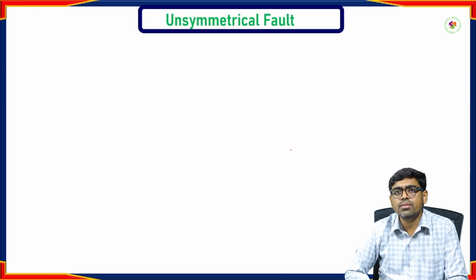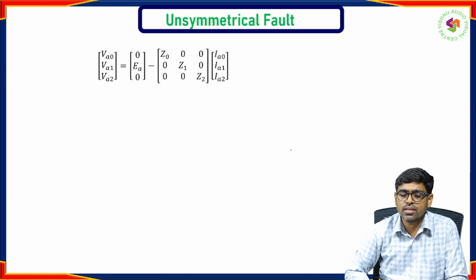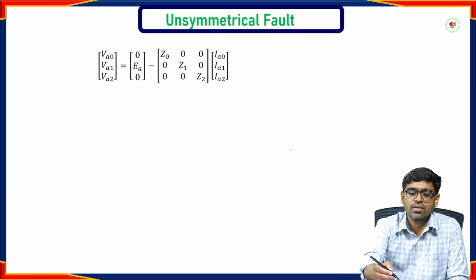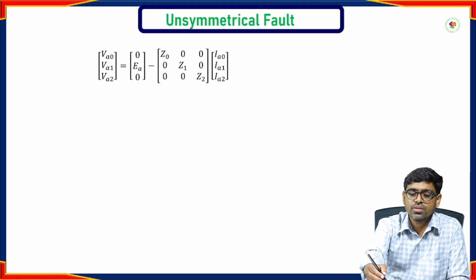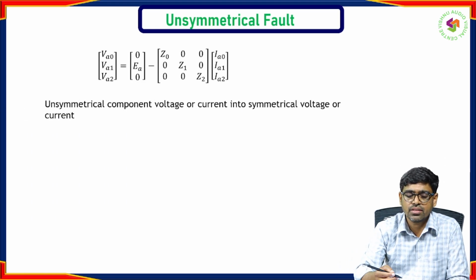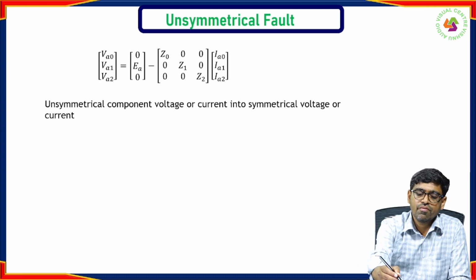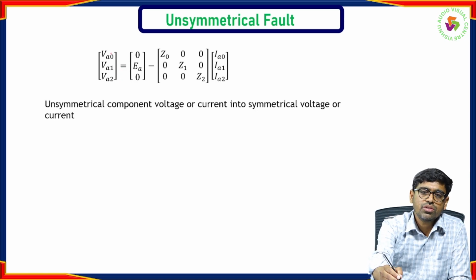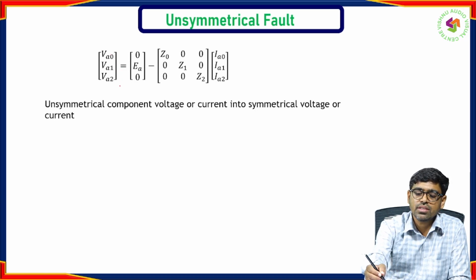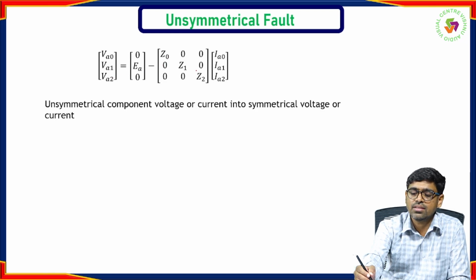Next is unsymmetrical fault analysis. For this, VA0, VA1, VA2 are the voltages in terms of current. We can see what relation the unsymmetrical component voltages and currents have to the symmetrical voltages and currents. VA0, VA1, VA2 are the zero, positive and negative sequence component voltages: VA0 is minus Z0 into IA0, VA1 is EA minus Z1 into IA1, and VA2 is minus Z2 into IA2.